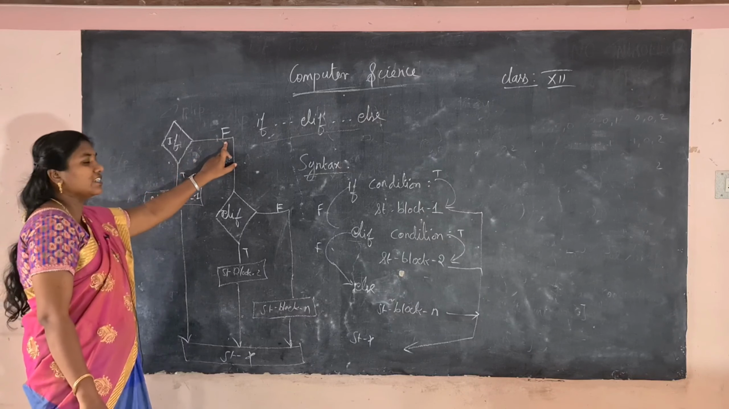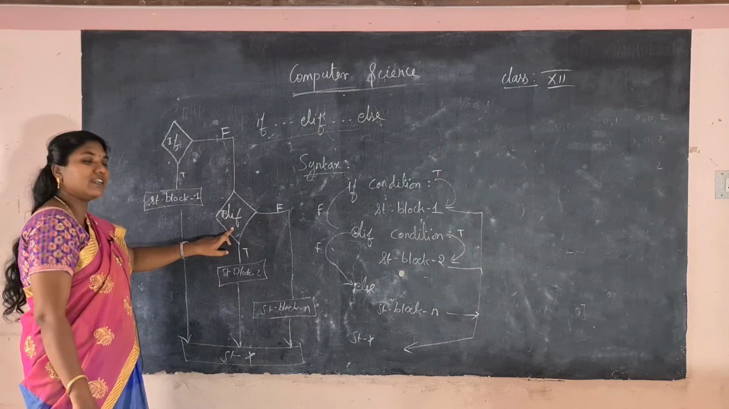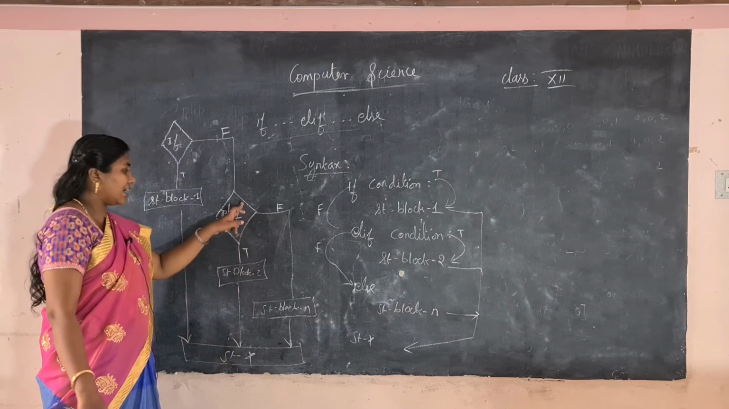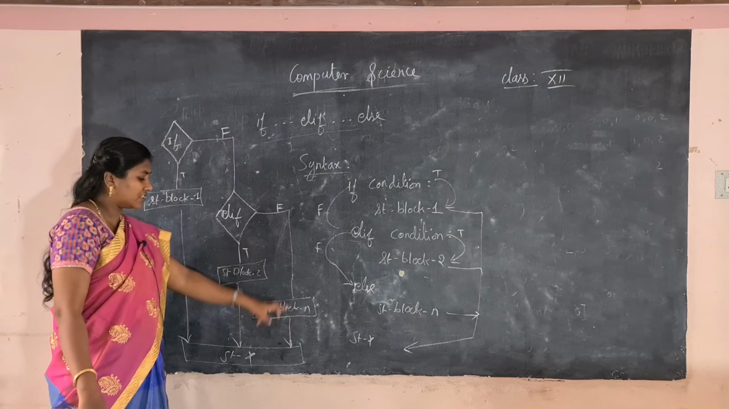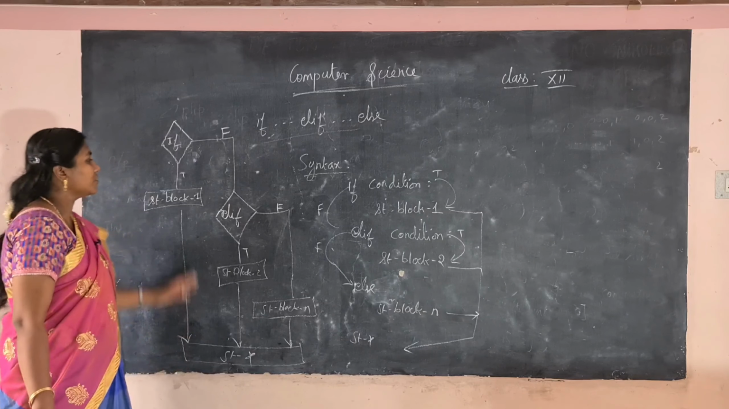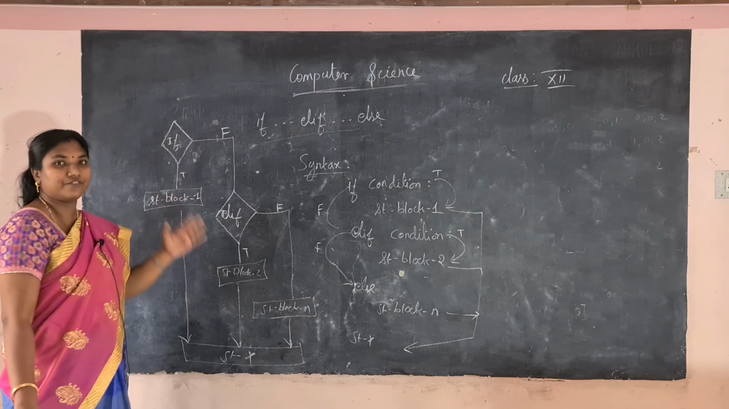and if this condition is false, it goes to the next condition, and if it is true, statement block 2 executes and the control is passed here, and if this condition is false, it goes to statement block n and it comes to the last statement. Okay, this is the flow chart for the if else class.